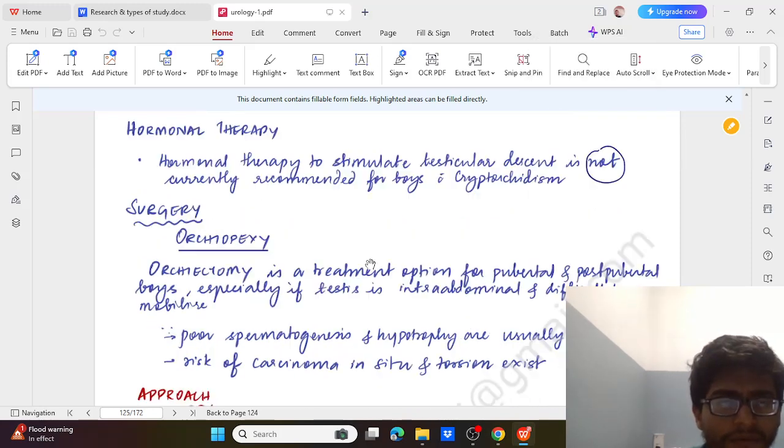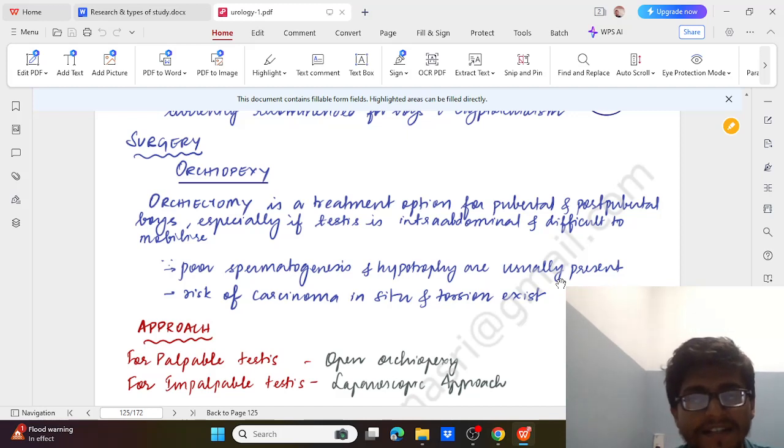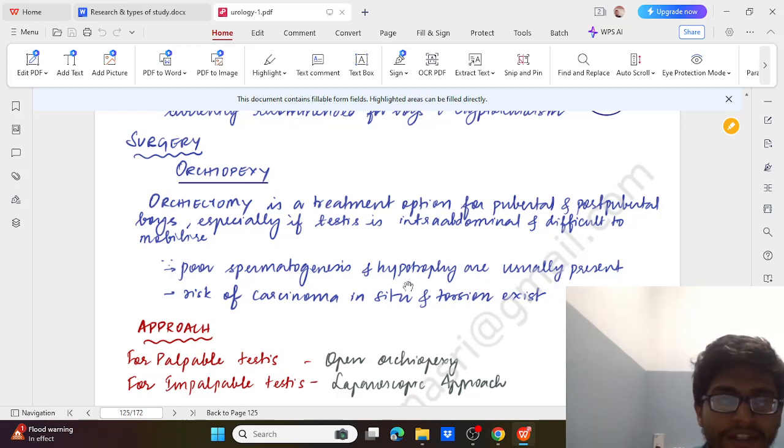So surgery will be orchidopexy, and orchidectomy is a treatment option for pubertal and post-pubertal boys because the testis is intra-abdominal and difficult to mobilize. And there is poor spermatogenesis and hypertrophy. Hypertrophy is present when the testis is intra-abdominal in the pubertal and post-pubertal stage. Also, there is risk of carcinoma in situ and torsion exists.